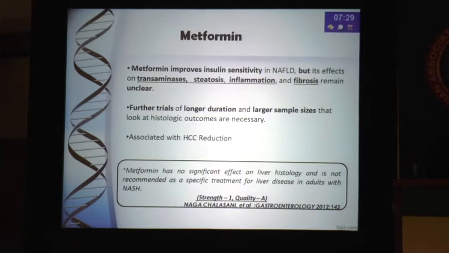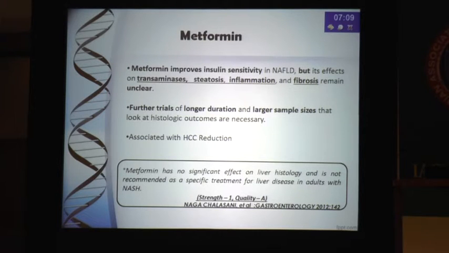Coming to metformin, the impression was that metformin would be effective in NAFLD, but most of the studies have shown that it is not very effective in lowering the transaminases or steatosis or inflammation and fibrosis. The role is unclear. Some studies are favorable, some studies are unfavorable.